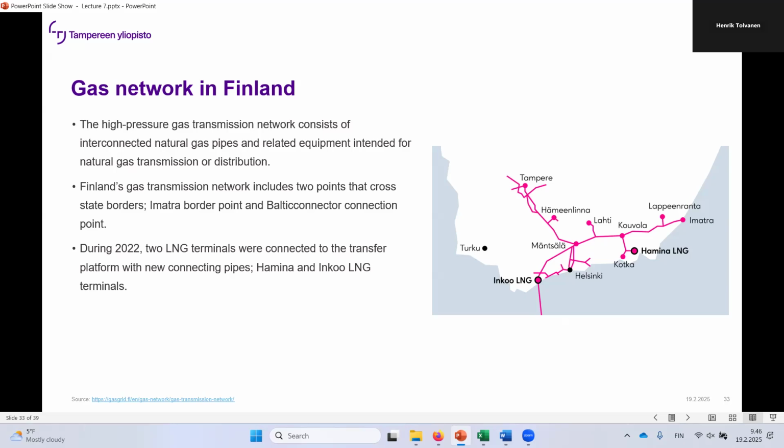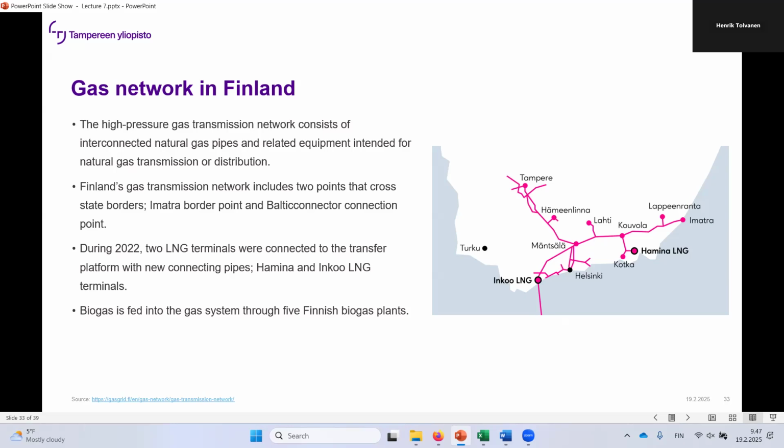The Baltic connector, for its capacity, is nowhere near the Nord Stream gas pipelines, but it's still a really important lifeline for us, especially after the Russia-Ukraine war. It started, I guess, on the 1st of January 2020. During 2022, 2 LNG terminals, so liquefied natural gas, were connected to the transfer platform with new connecting pipelines, Hamina and Inkoo LNG terminals. So instead of being reliant on Russian natural gas, now we can utilize LNG and this Baltic connector line.